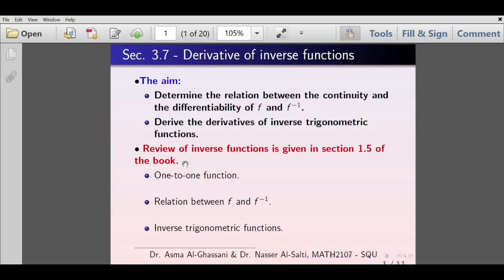We need to know also, this is from section 1.5, what is a one-to-one function, what is the relation between f and f inverse, and the inverse of trigonometric functions.